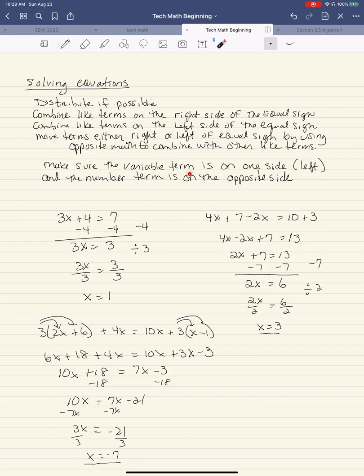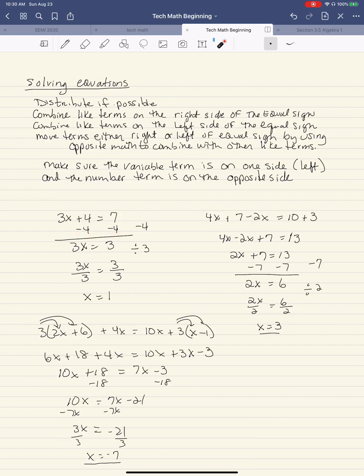Make sure the variable term is on one side. I prefer to keep it on the left, if possible, and the number term is on the opposite side. So if we have 3x plus 4 equals 7, the first step is to locate the variable. It's over here on the left side, so you can leave this here and move the 4. The 4 is added, so you subtract by opposite math.